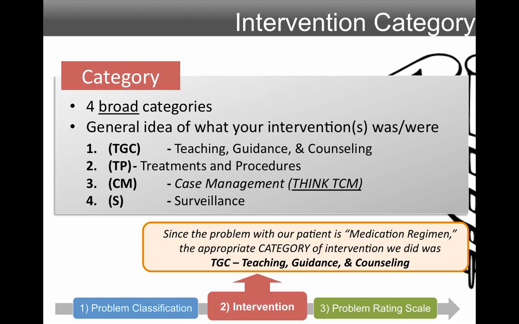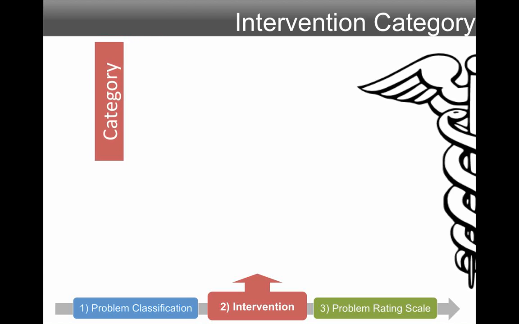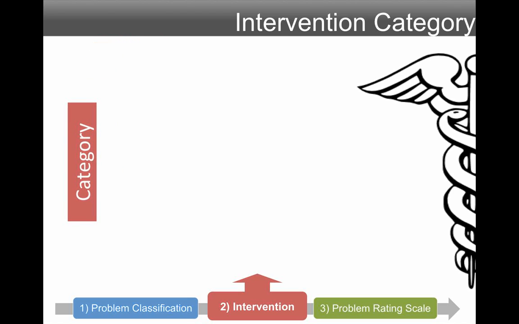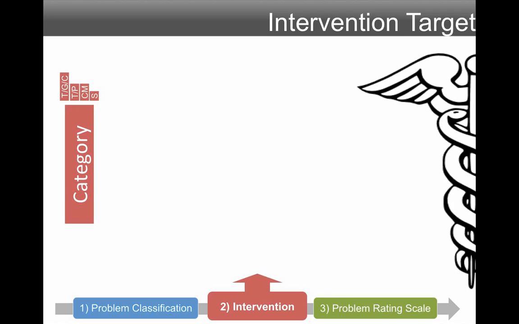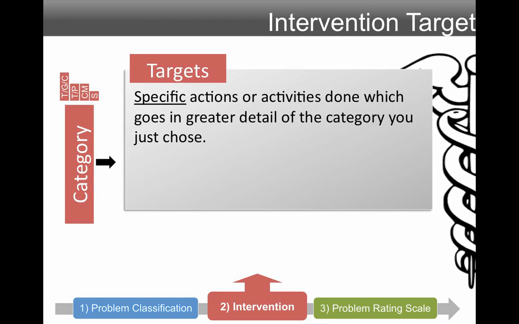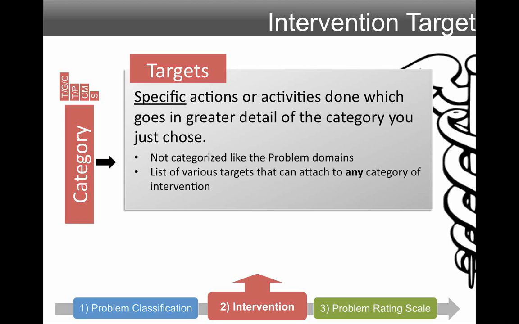So now we have the category and the intervention we did to address the problem. To get a little more specific with what our intervention to that particular problem was, we enter a target. Targets are specific actions or activities, and they go into further detail about the category you just chose. They're not categories like problem, like how we listed the problems where there were 4 domains and individual targets were listed under each problem, because there's various targets that can be attached to any of the interventions.